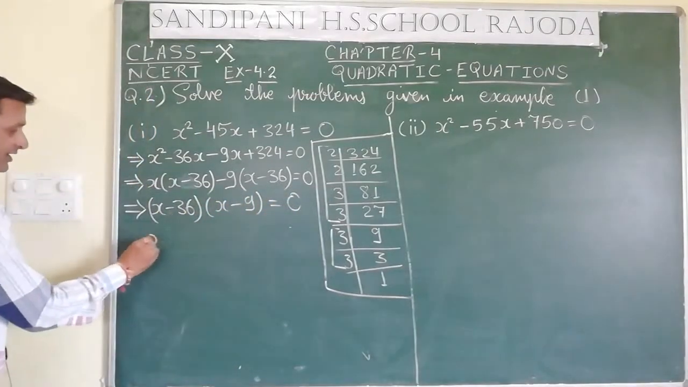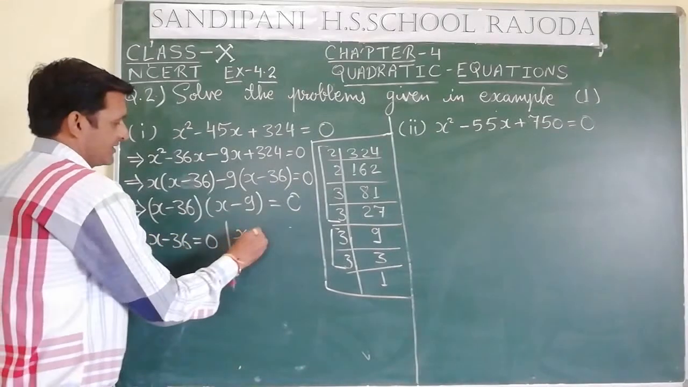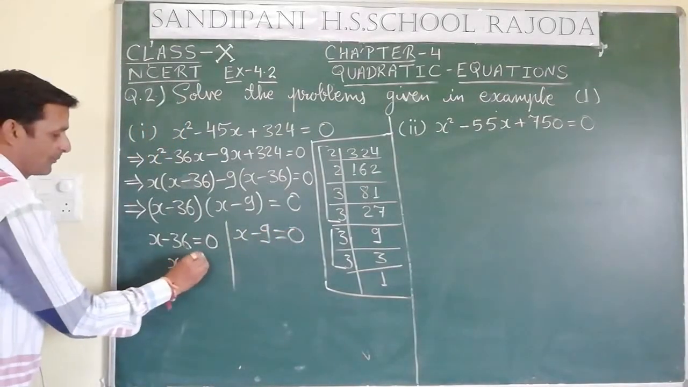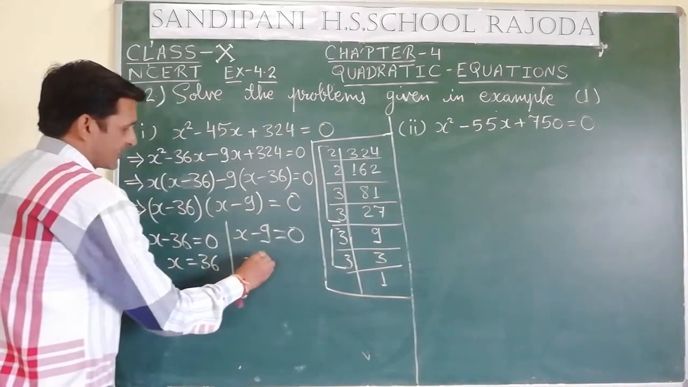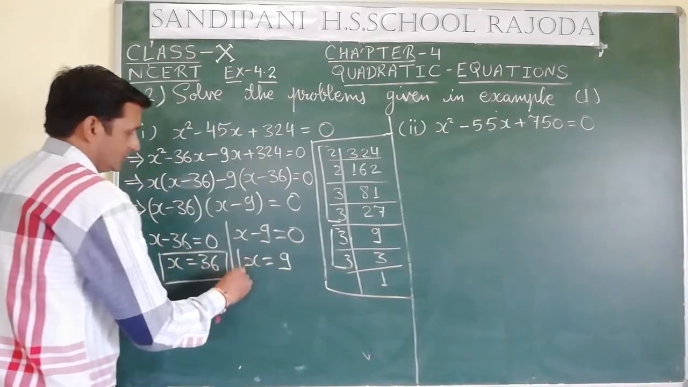Now we may write it: x minus 36 is equal to 0 or x minus 9 is equal to 0. So x is equal to positive 36, and here x is equal to positive 9. These are the two roots.